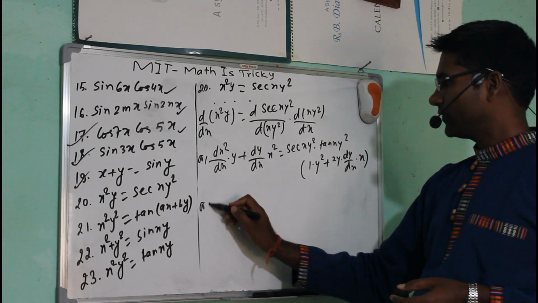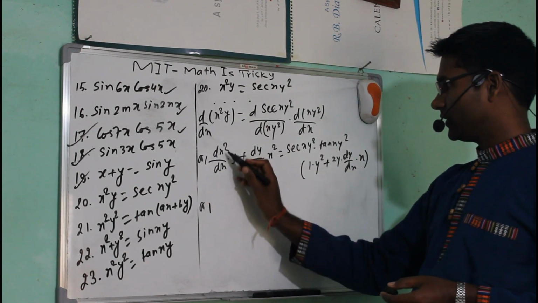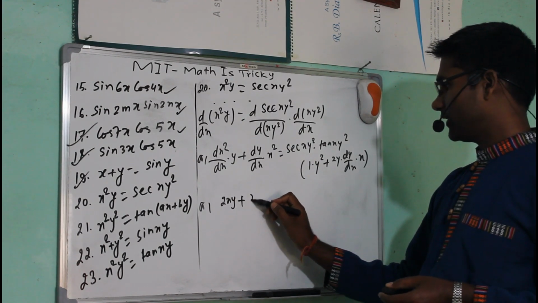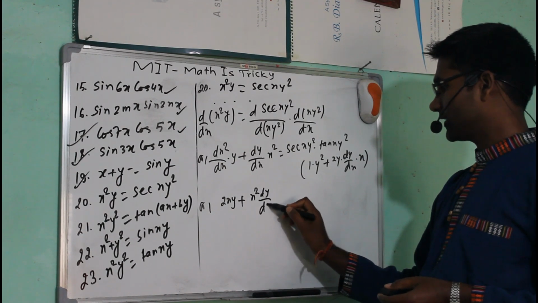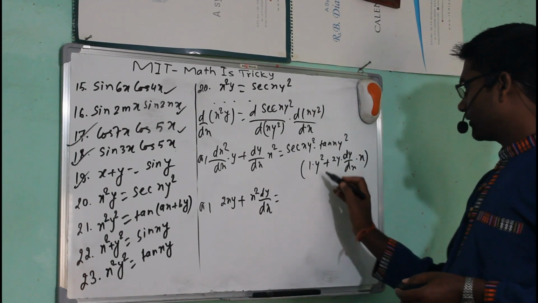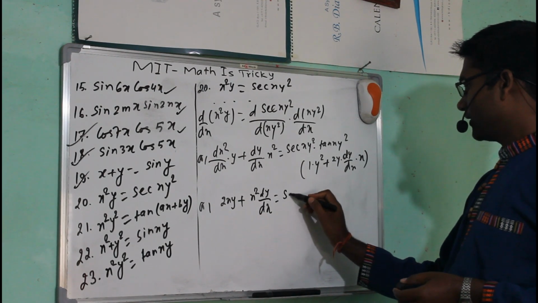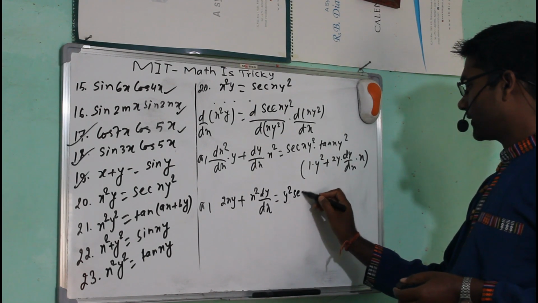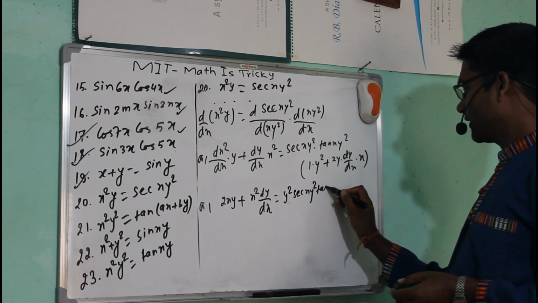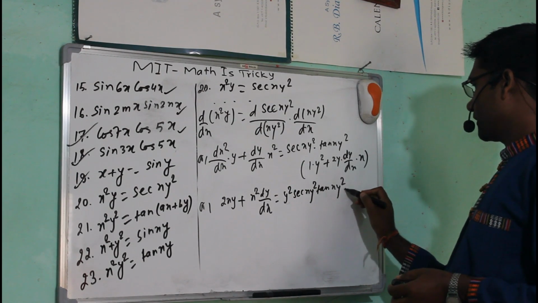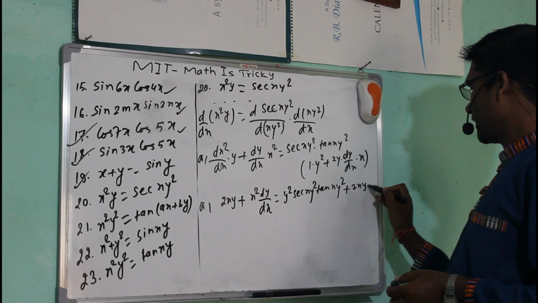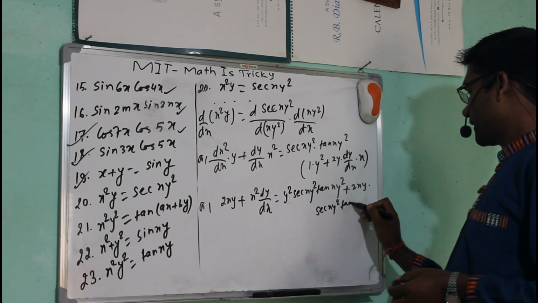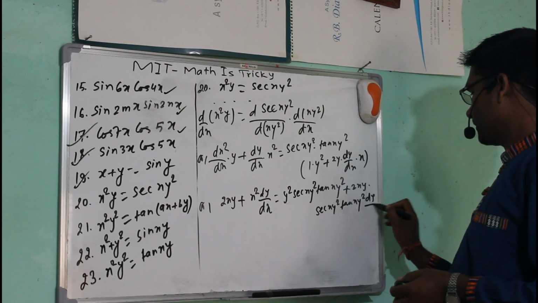Okay, so now the derivative of this first part will be here: the derivative of x square is 2x, so it will be 2xy plus x square dy by dx equals, so simply let's open this bracket, so we get y square sec xy square tan xy square, then plus 2xy times sec xy square tan xy square dy by dx.